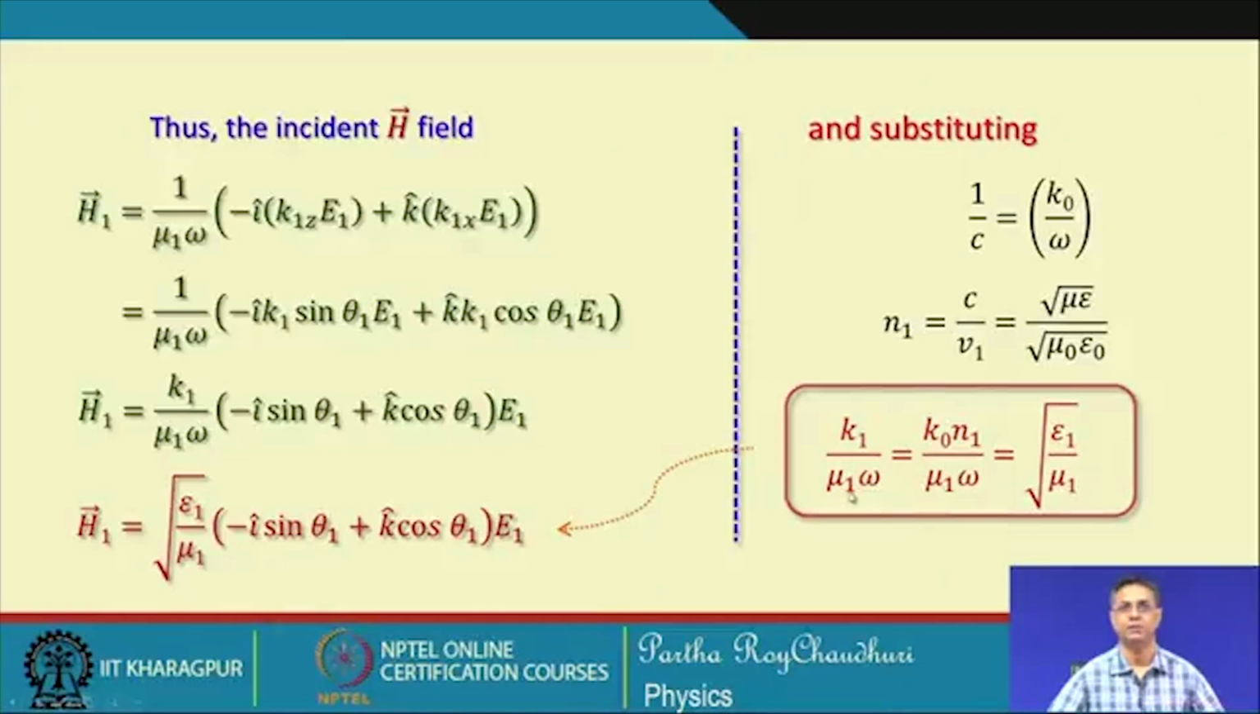K 1 by epsilon mu 1 omega can be written as k 1 is k 0 n 1, which will include the refractive index of the medium, and mu 1 omega, mu 1 anyway is mu 0 in this case. So, for each of the media we can write this 1 by mu 1 omega is equal to epsilon 1 by mu 1 under root of that. So, we will use this value for each of the magnetic field components.